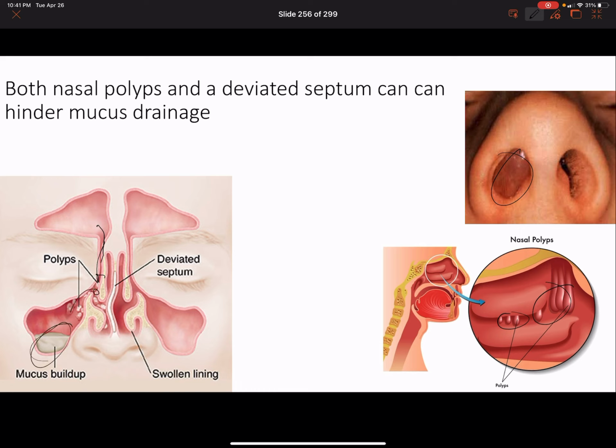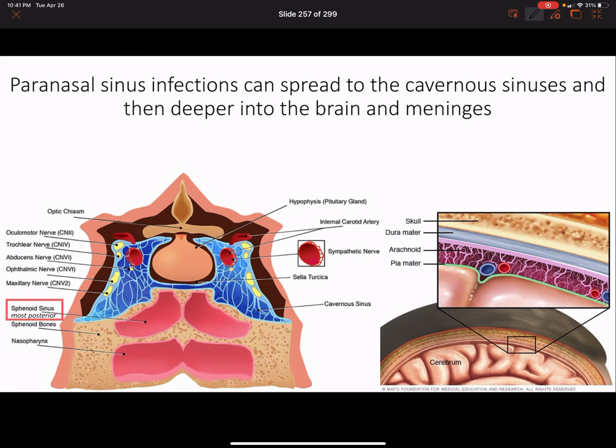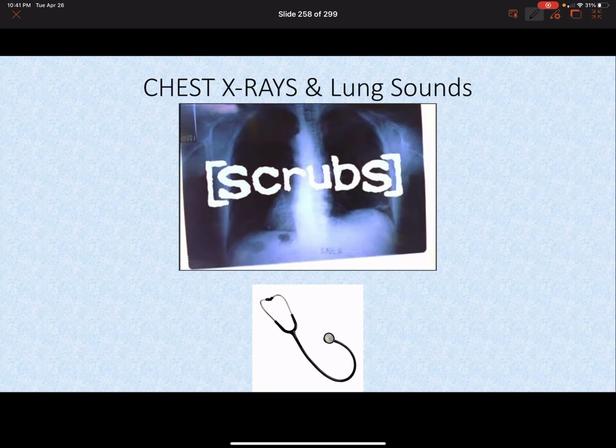So this can cause a mucus buildup. A deviated septum as well can be just as pesky, being a hindrance to mucus drainage. Note that the sphenoid sinus, if it gets a pathogen and mucus buildup, this infection could spread backwards into the cavernous sinus, which allows it access to the brain and into the meninges as well.